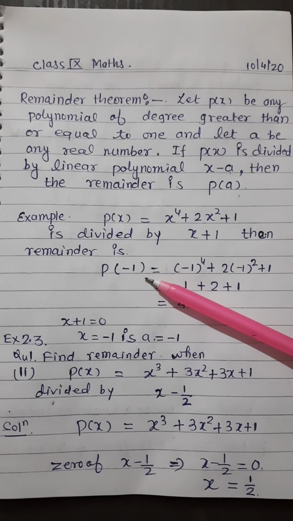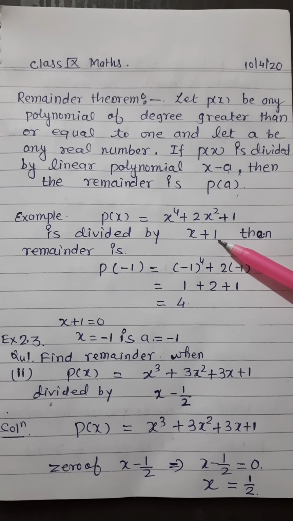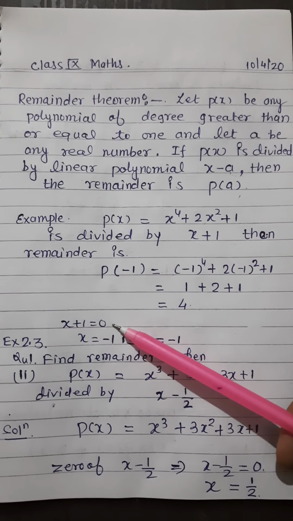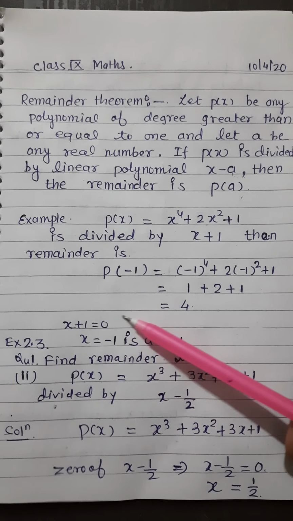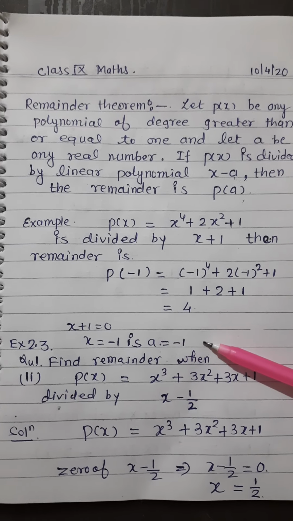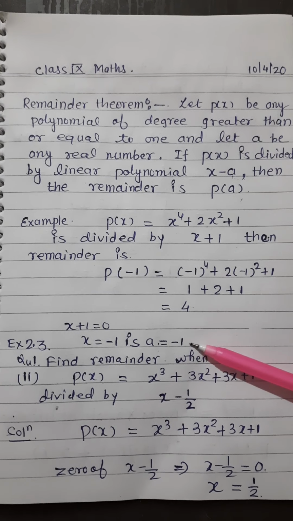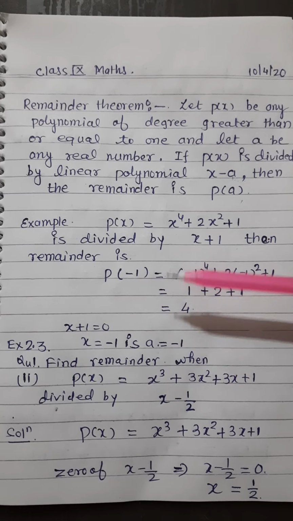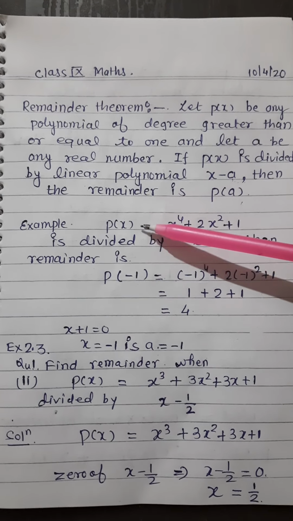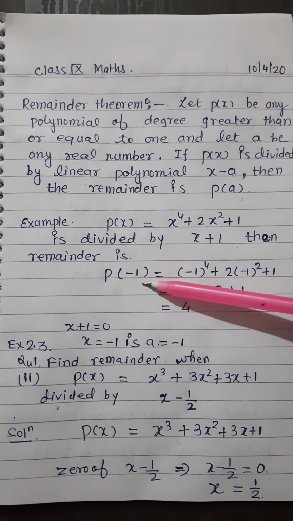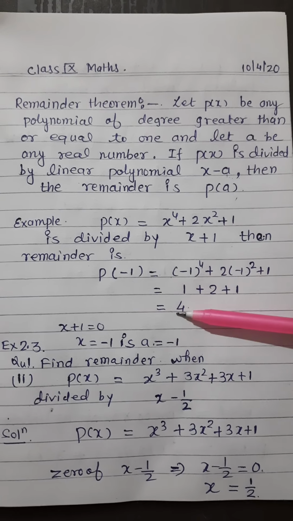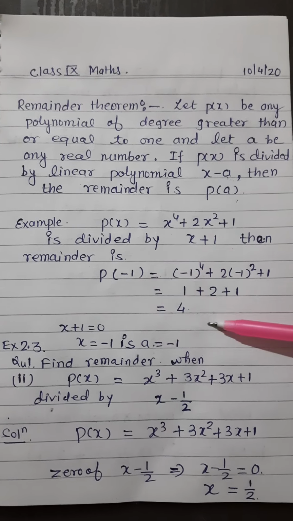Now what will a be here? How do we find a? To find a, we put this linear polynomial equal to 0. So x plus 1 is equal to 0, then x is equal to minus 1, which means a is equal to minus 1. Then we put this a equal to minus 1, that is, x equal to minus 1, in this polynomial. So p(-1) is equal to, we know how to solve, so we will solve it. So we get 4. So p(-1) is equal to 4.